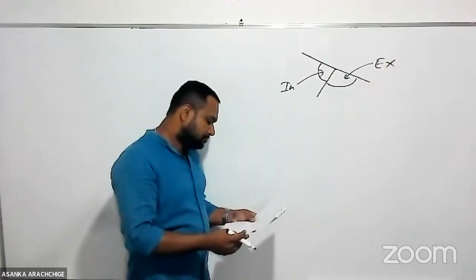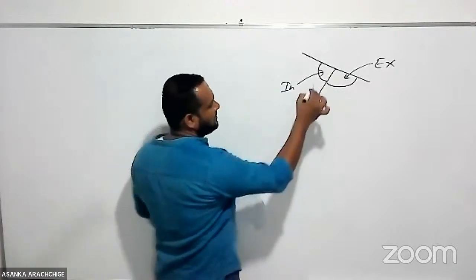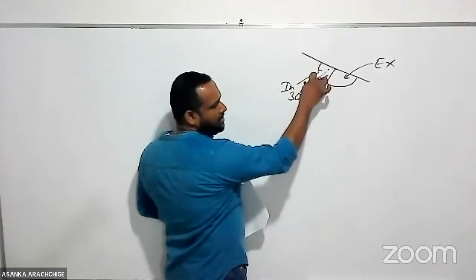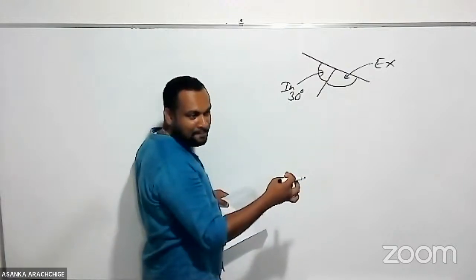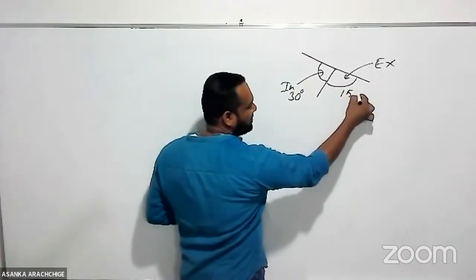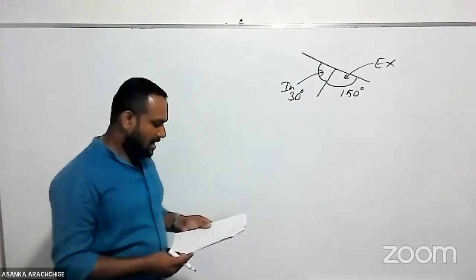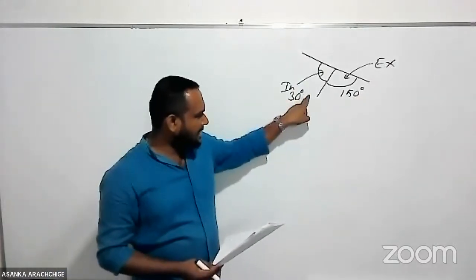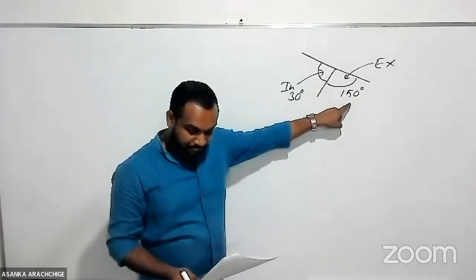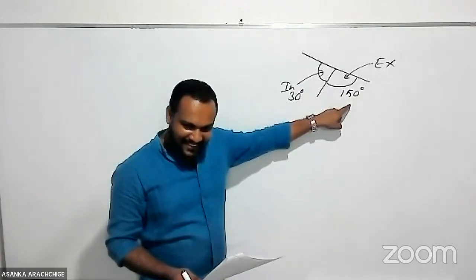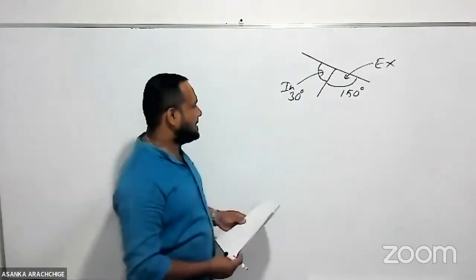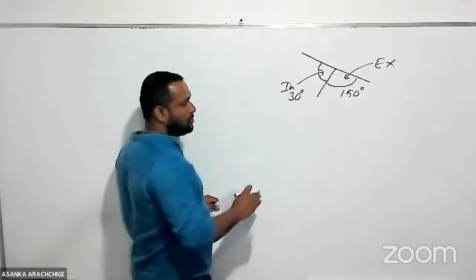We are given the magnitude of an interior angle as 30 degrees. If this is 30, both interior and exterior angles are on the same straight line, so this one must be 150 degrees. Understood? If the interior angle is 30, the exterior angle must be 150. We need to make a small change, I must fix that, it is my fault.